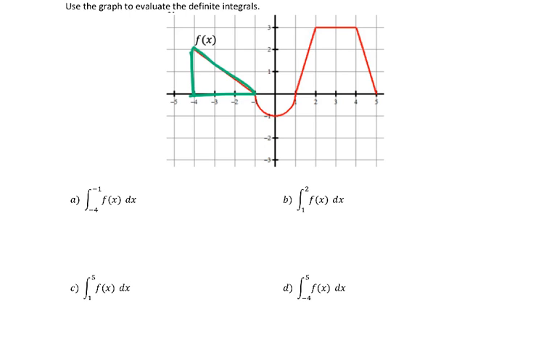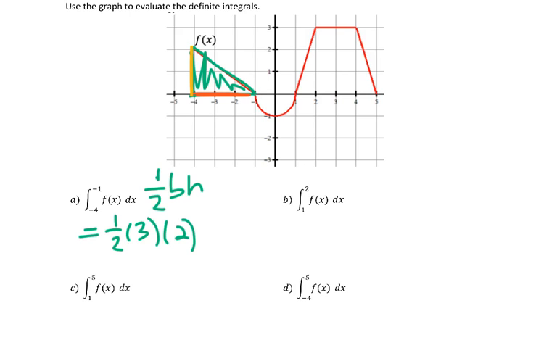So if you notice, that is a right triangle, and so if we're looking for that area, that is going to be 1/2 base times height, right? So that's the area of a triangle. So in this case, it's going to be 1/2 times my base, which is 3, times my height, which looks like it's 2. So for that integral, you will get 6 divided by 2, which is 3.